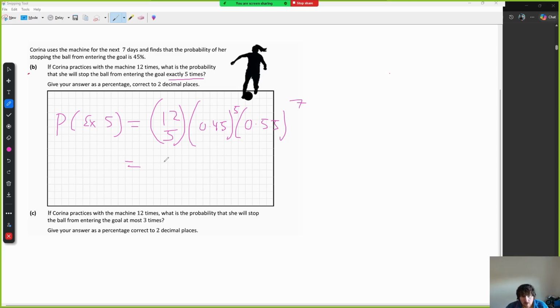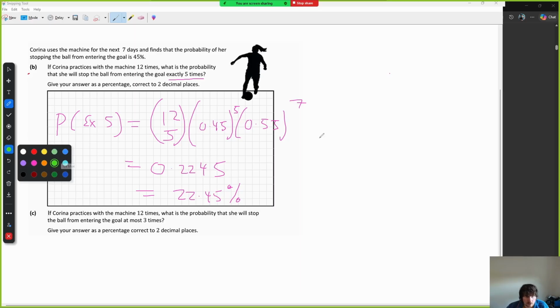You've got to be pretty comfortable with this kind of Bernoulli trial. Give it as a percentage. So I write it down to 4 decimal places first of all, and then that as a percentage is 22.45%. We've got to be pretty comfortable with those exactly scenarios.